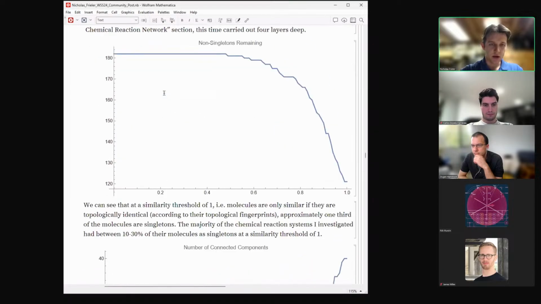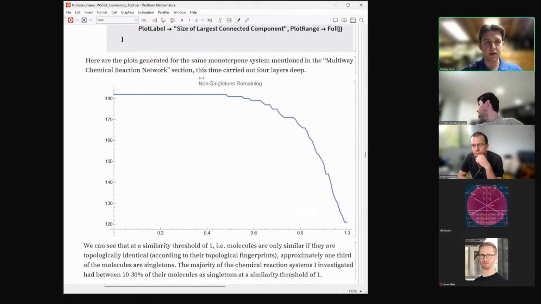And then you can look at various things relating to these. If you look at a similarity score for the topologies, a higher similarity score just means the topologies of the molecules are more similar.